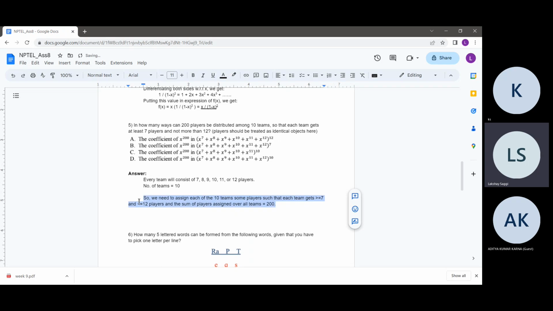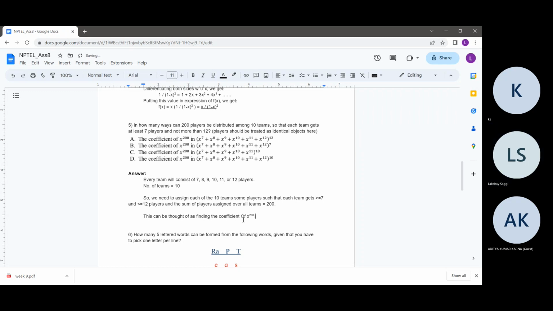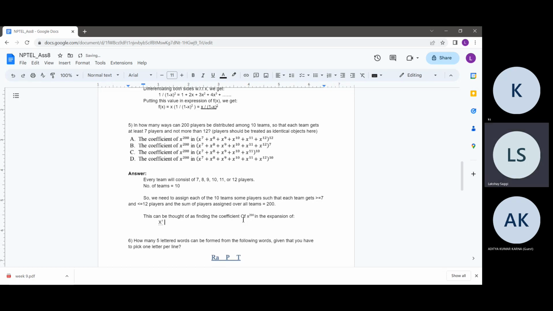Now if we see the problem in this way, it's easy to think that this can be thought of as finding the coefficient of x to the power 200 in the expansion of the expression (x^7 + x^8 + x^9 + x^10 + x^11 + x^12) raised to the power 10.